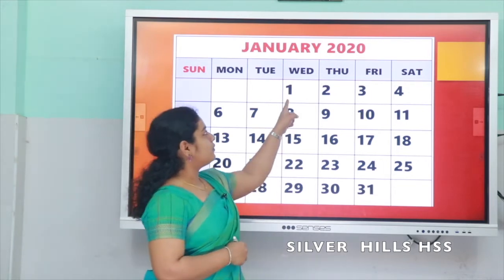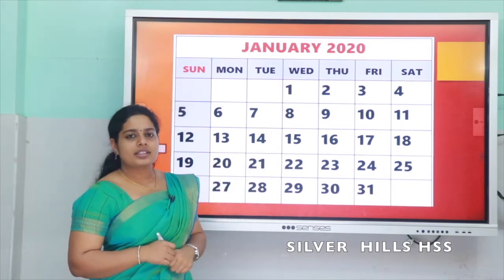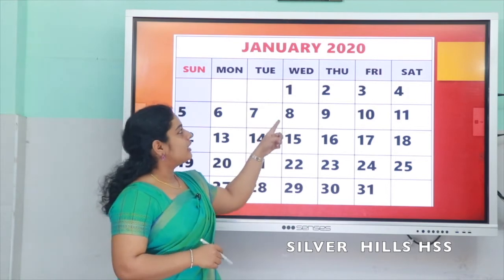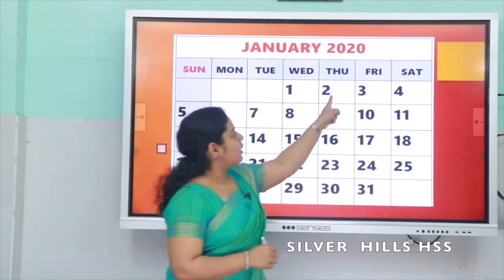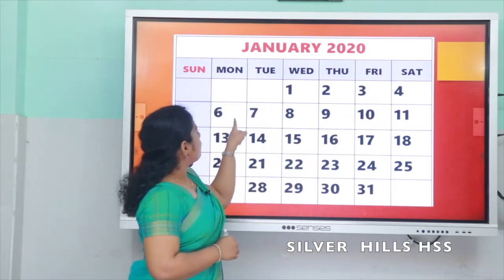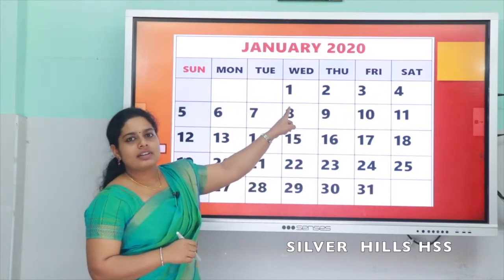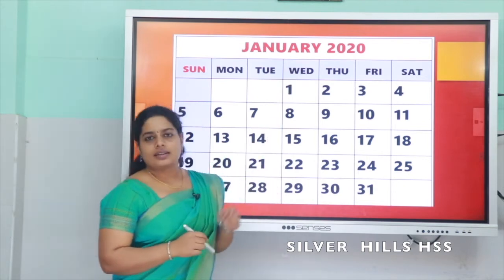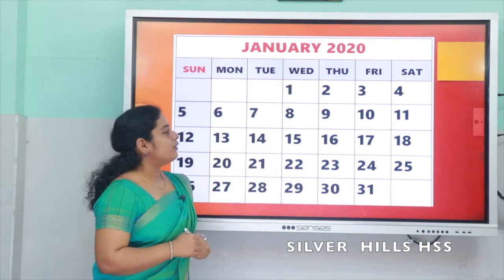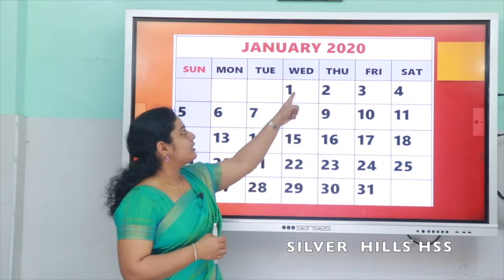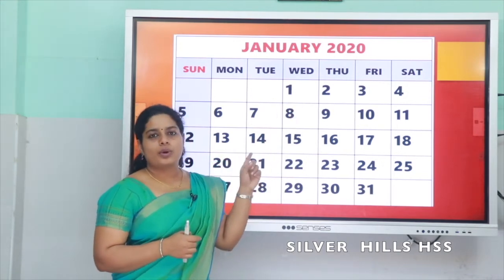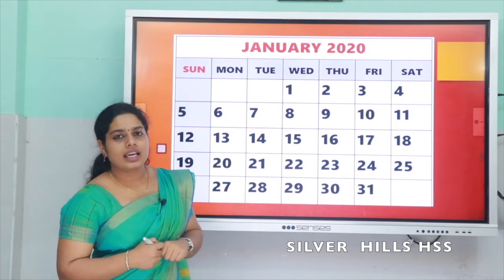If January 1st is Wednesday, after 7 days the same day will repeat. That means 1, 2, 3, 4, 5, 6, 7, the 7th day will again be Wednesday. So if you want to know the next Wednesday's date, just add 7 to this one. 1 plus 7 will give you 8.